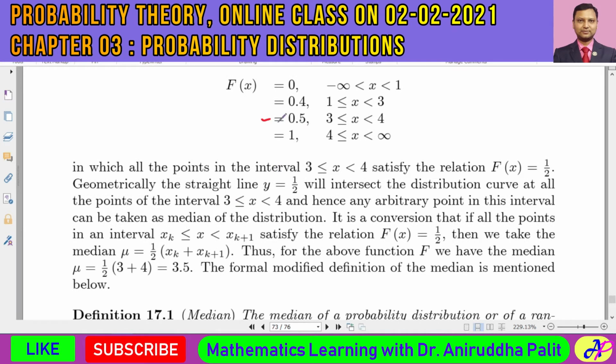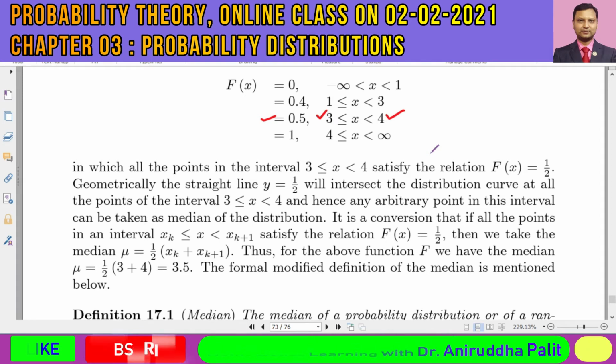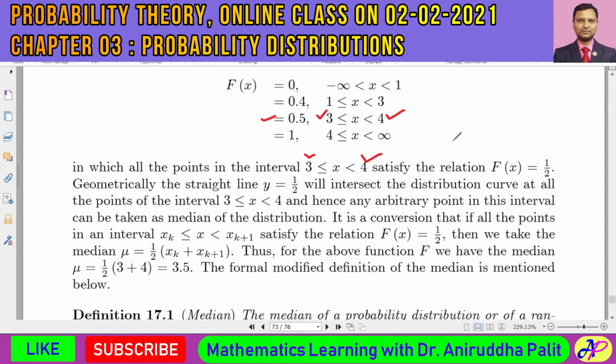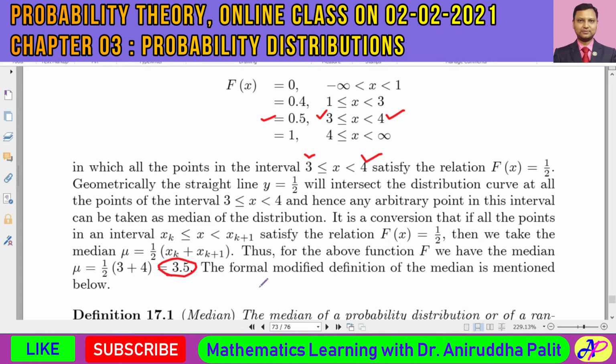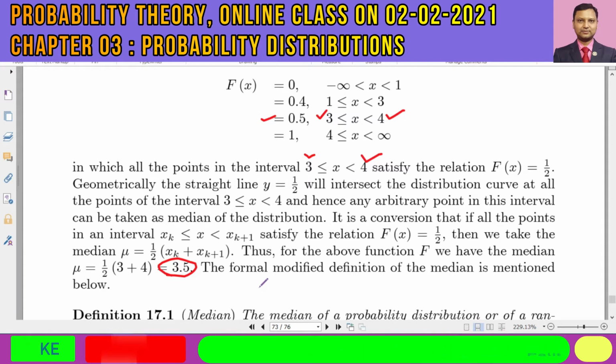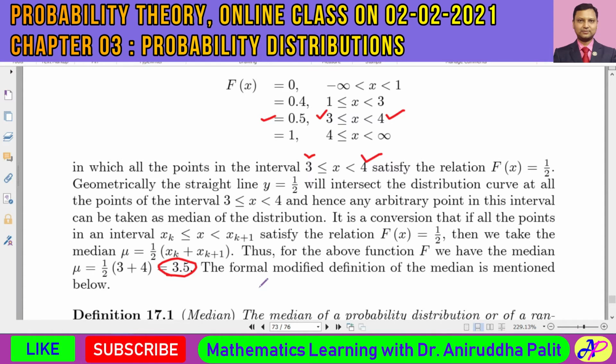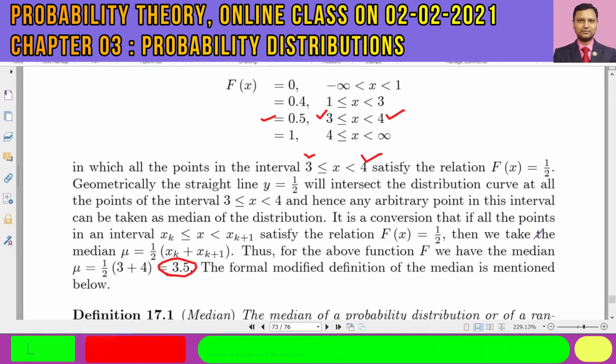You see, for this kind of modification over here 0.5 is there, so any value in between 3 and 4 is a candidate of being a median. So what happens? We take the mean of these two values, the middlemost value in between 3 and 4, that is actually 3.5. This middlemost value is taken, that is a convention. Mind it, this is a convention. The middlemost value is generally taken as the median.